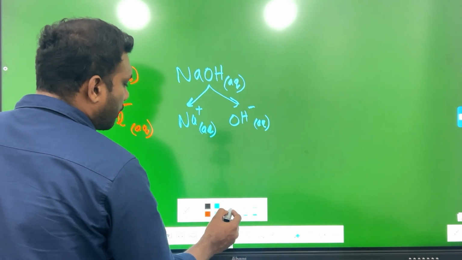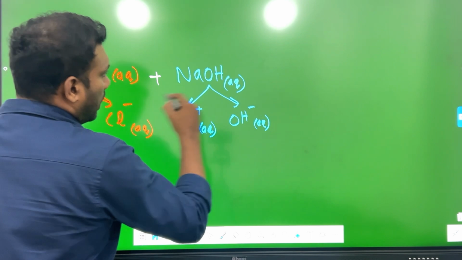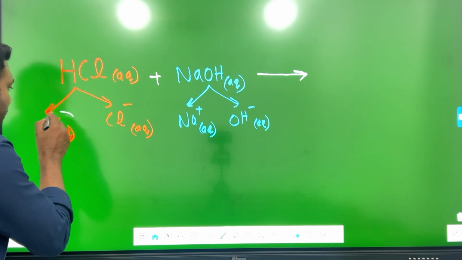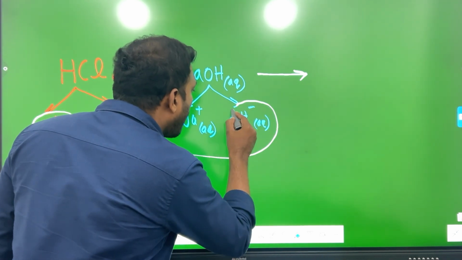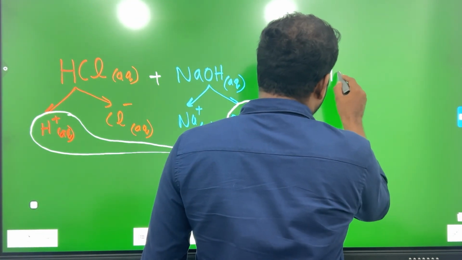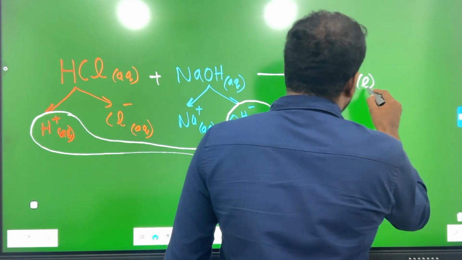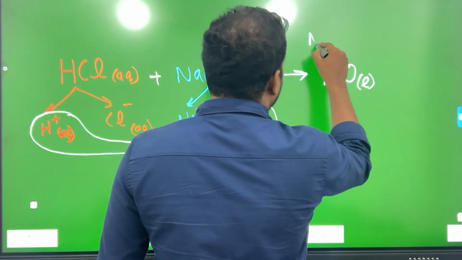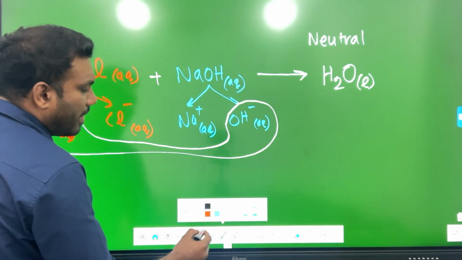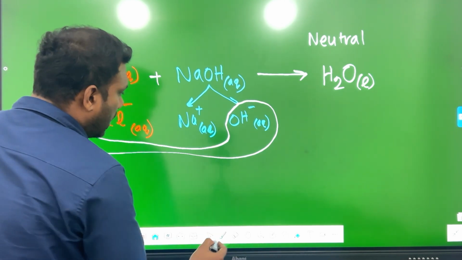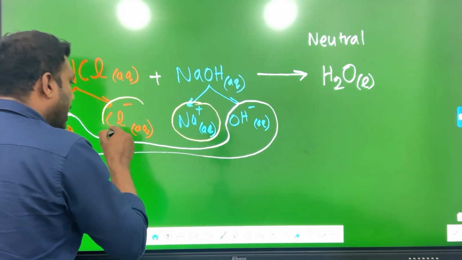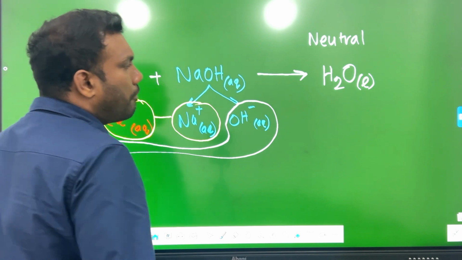So if these two get reacted, the H plus ions released by the acid get reacted with the OH minus ions released by the base to form a water molecule. So the water formed here is neutral, and the remaining positive and negative ions in the solution, the aqueous medium, will get combined together to form the salt.